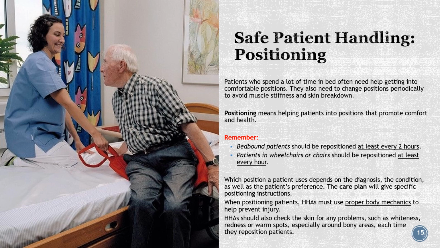When positioning patients, HAs must use proper body mechanics to help prevent injury. HAs should also check the skin for any problems, such as whiteness, redness or warm spots, especially around bony areas, each time they reposition patients.